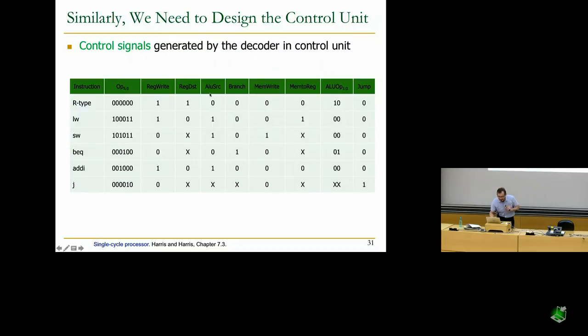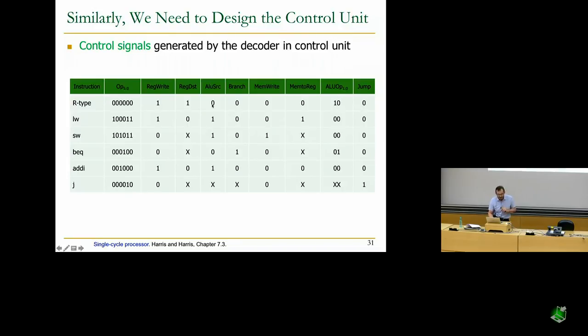ALU source needs to be set to 0. We're not branching. We're not writing to memory. We're getting the result not from memory, but from the register. So mem to reg, memory is not connected to the register file. That's why this is 0. And ALU op should be specified by essentially the function over here. You can read this in more detail based on the ALU design in the book. And this is not a jump.